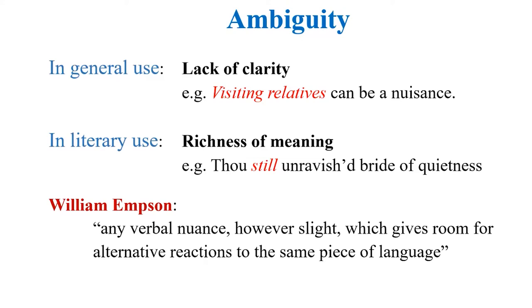So Empson's definition of ambiguity: any verbal nuance, however slight, which gives room for alternative reactions to the same piece of language. Whether it is a sentence or a word, you get one meaning first, then it gives us alternative reactions. You can give whatever, and every time you read it, you get new meanings. So he says that is ambiguity. This is Empson, and this is the gist of the essay, the seventh type of ambiguity. So this is a general introduction. Ambiguity means richness of meaning when it comes to literature, but in general use, lack of clarity, like in Visiting Relatives.